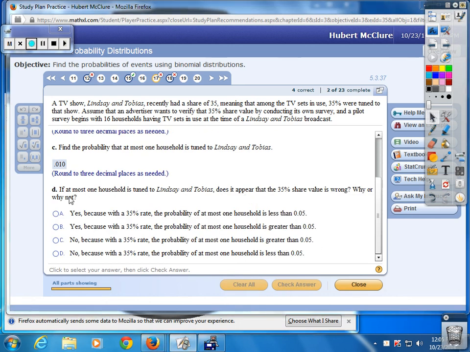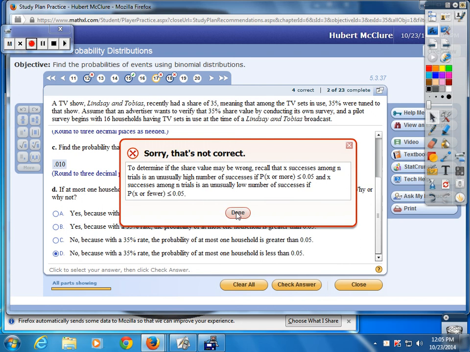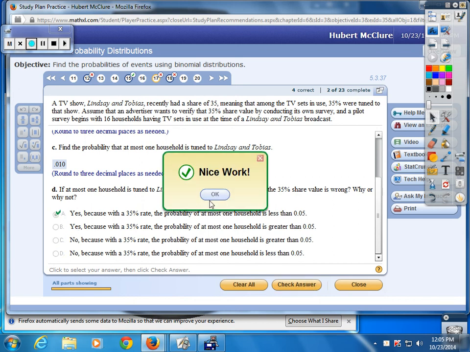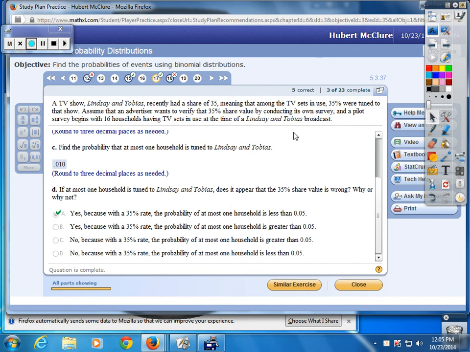Now the question asked, if at most one household, that's what we just found at 1%, if 1% is tuned into Lindsay and Tobias, does it appear that the 35% share is wrong? I say it is, because this right here is less than what? Oh, I said no. Yes. I'm sorry. Yes. There we go. Nice work. I play football.